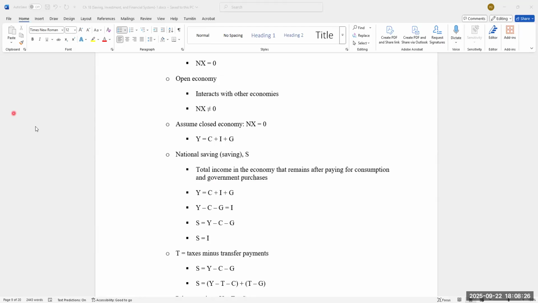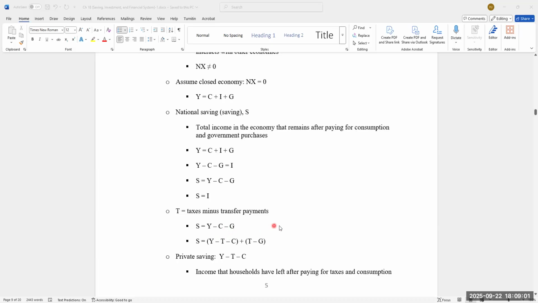So S is Y minus C minus G. This is S. And what do we have on the right-hand side of the equation? Just I left over. We put C on this side, we put G on this side. So that is S. So S is equal to this. So we have S is equal to I. This is your saving is equal to investment identity.